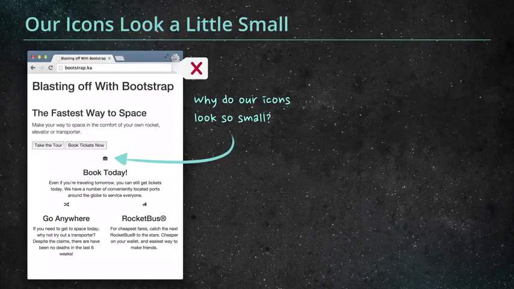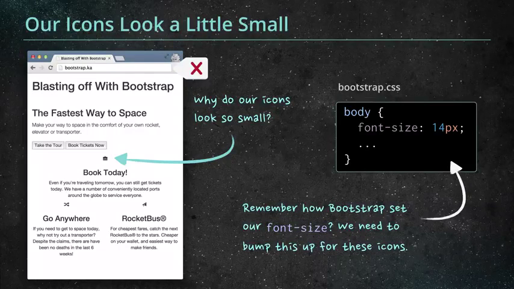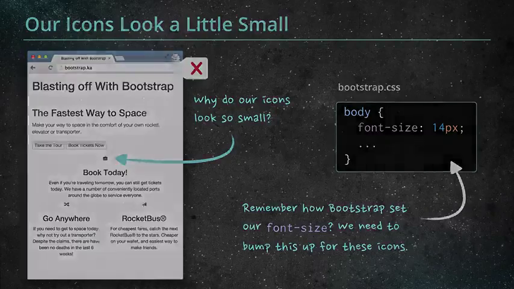Remember earlier on, we mentioned how Bootstrap sets the default font size of our page to 14 pixels. Well, turns out that's also setting the size of our icons since they're also a font. But the good news is we can override the font size of our icons by adding a very small amount of CSS and increasing the font size. Let's give it a shot.